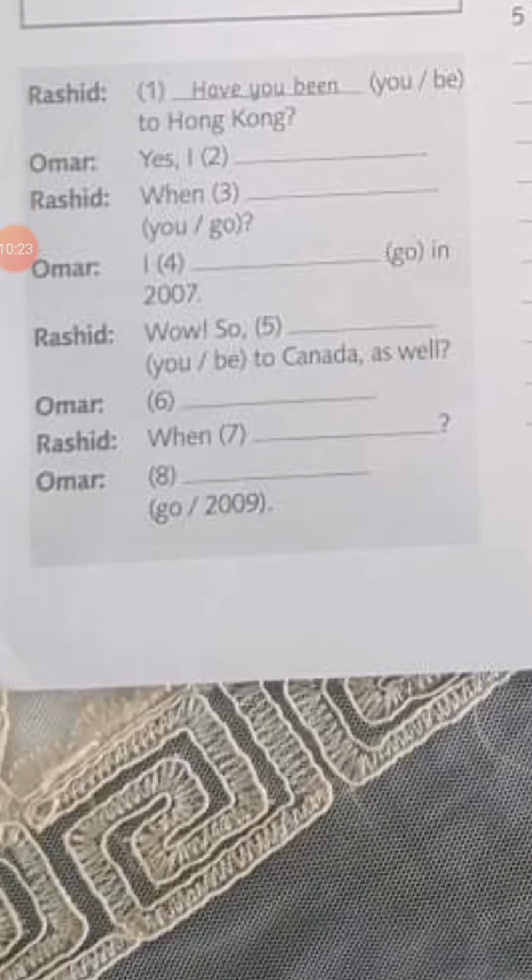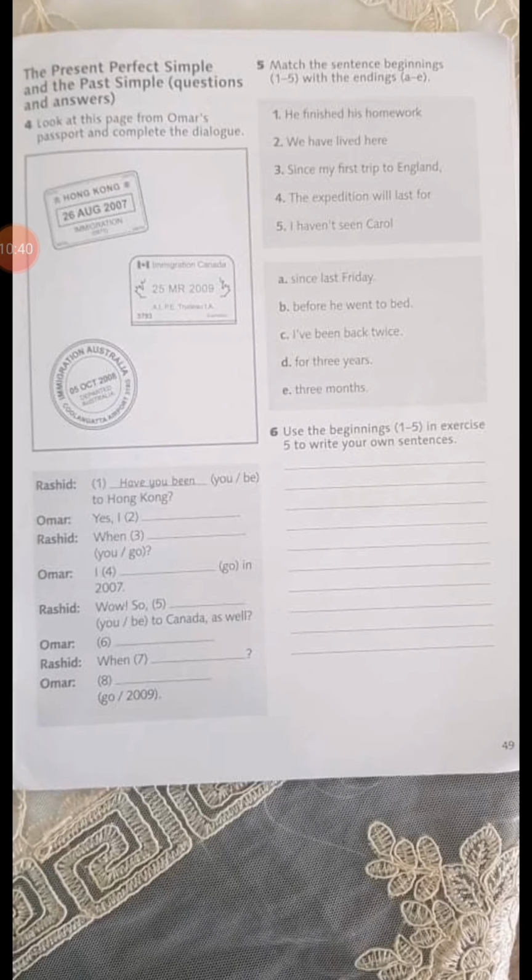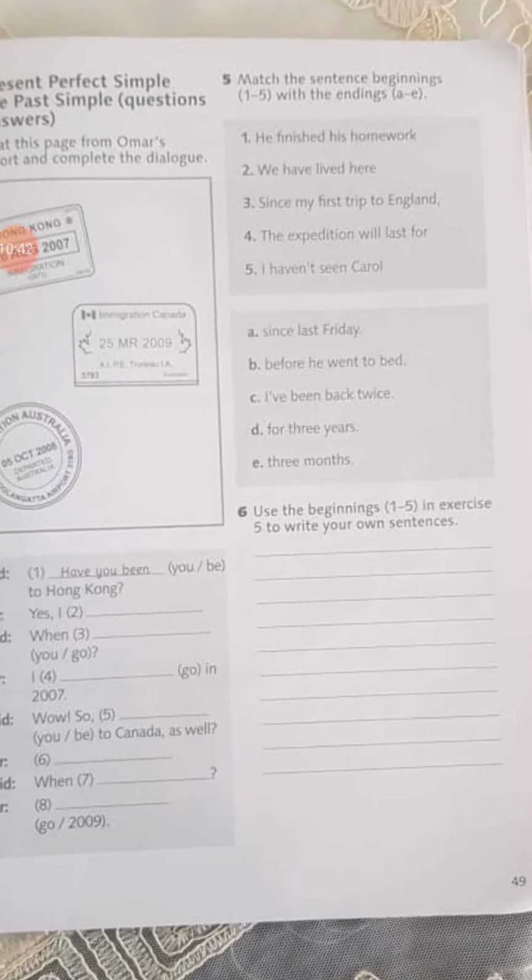What is the answer? Rashid, when blank here, number 7, in when blank, so the answer here, you have the verb go at 2009. So you know that when here, it's a keyword for a certain rule. So you have to differentiate between these two rules, okay? So try to answer them, please.